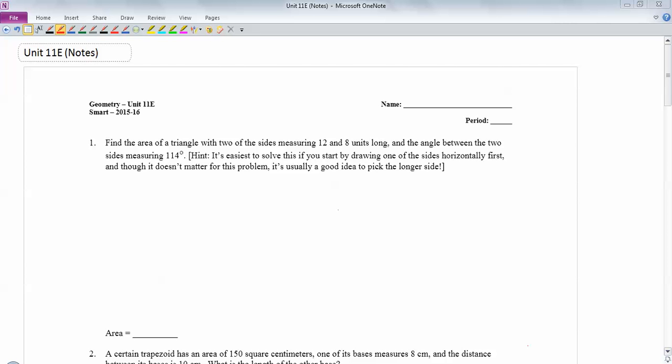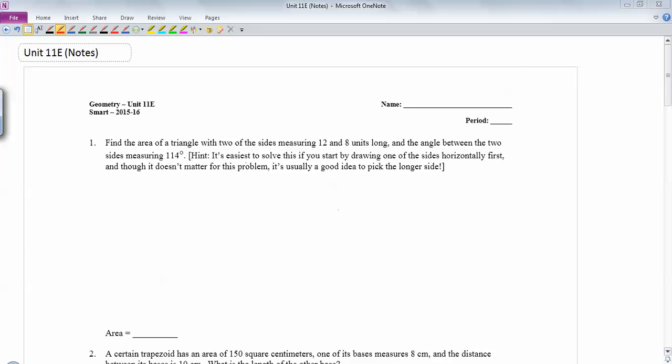All right, let's take a look at the 11E handout. So, more area problems. Let's take a look at the first one, which gives us a triangle. Two sides are 12 and 8, and the angle between them is an obtuse angle, 114 degrees. So we have to find the area.